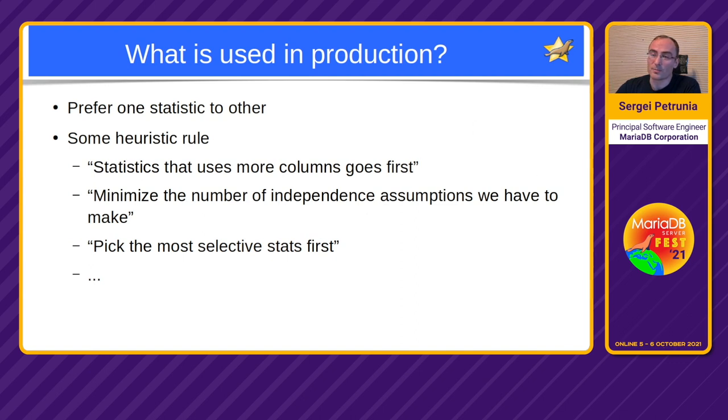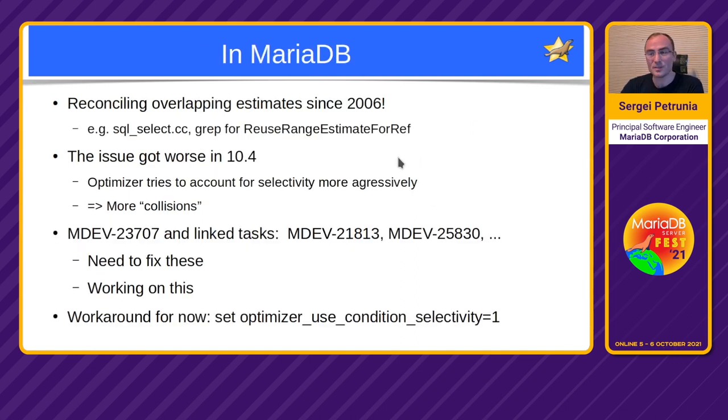What about MariaDB? In MariaDB, we have been reconciling overlapping estimates. You can find commits as early as 2006, where it was range estimates and ref access estimates, and the code that tried to reconcile them together.